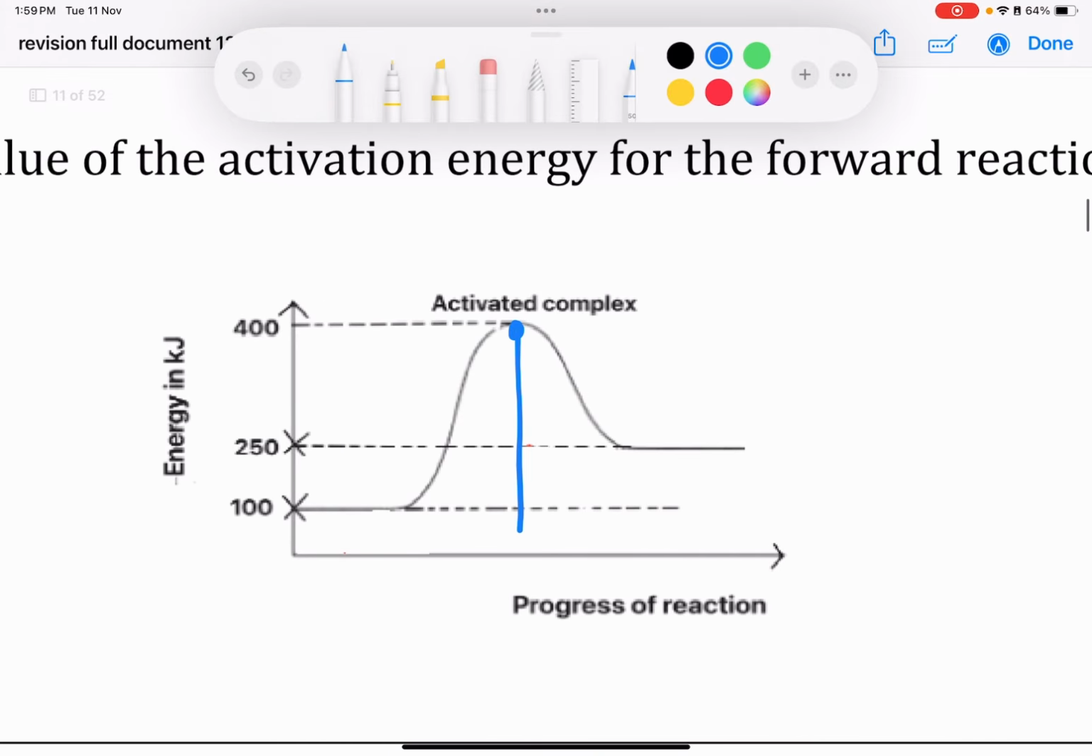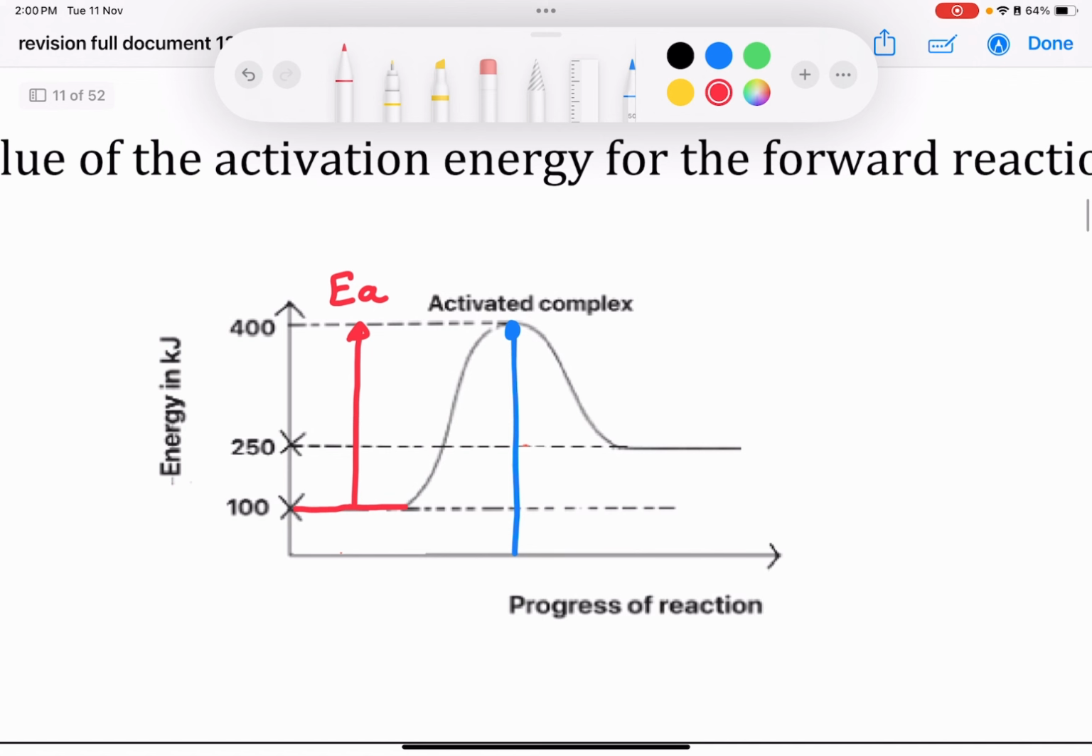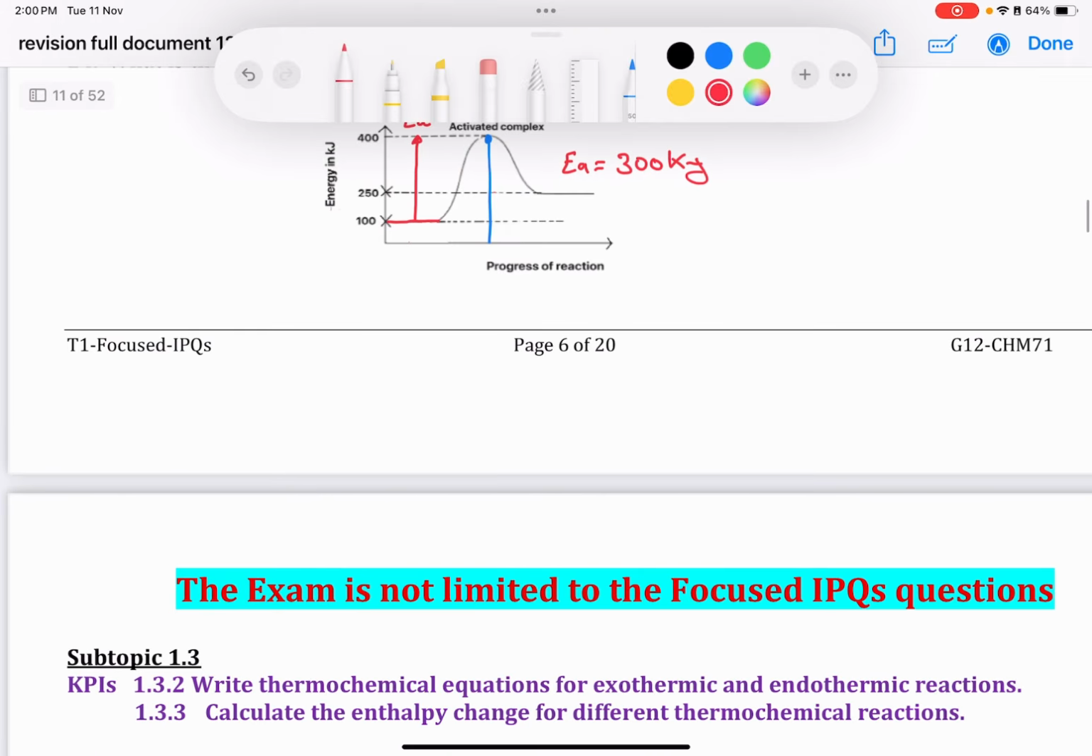What is the value of the activation energy? Note that this is the activated complex. Activation energy is the energy needed from the reactant to reach the activated complex. That is the activation energy. It's from 100 to 400, so the activation energy is 300 kilojoules.